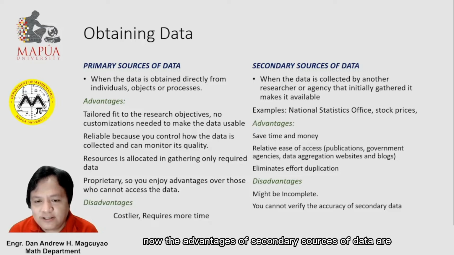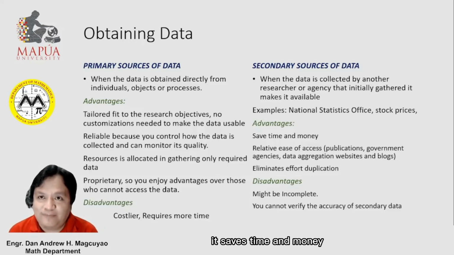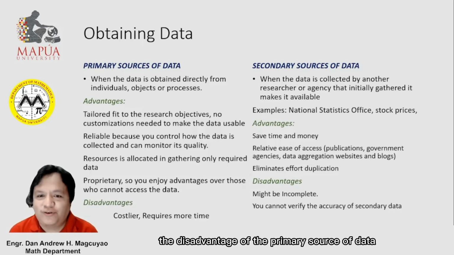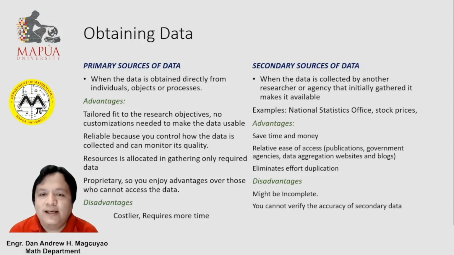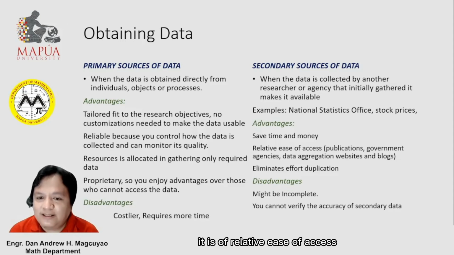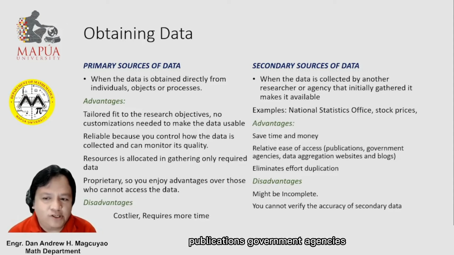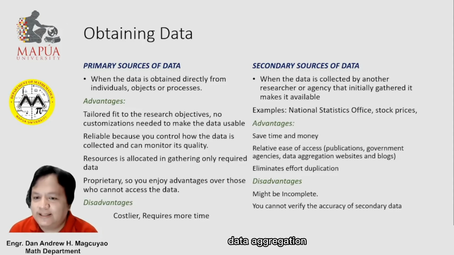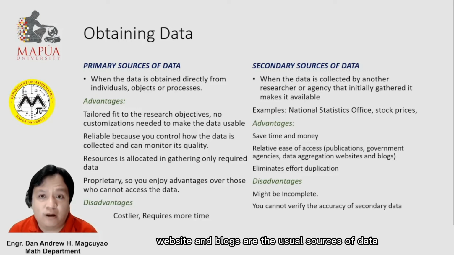Now, the advantages of secondary sources of data are it saves time and money. It is of relative ease of access. Publications, government agencies, data aggregation, websites, and blogs are the usual sources of data.